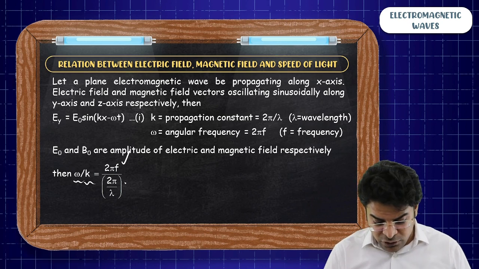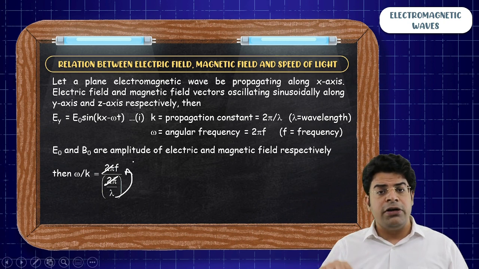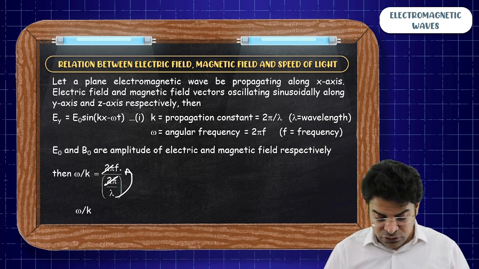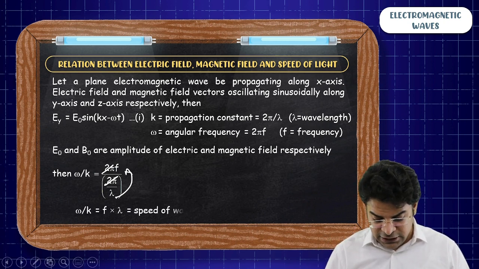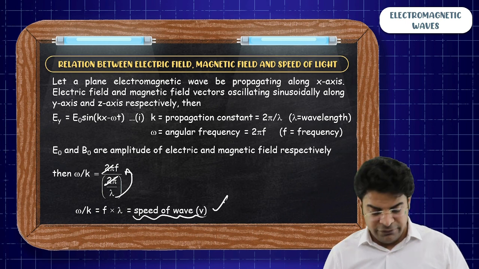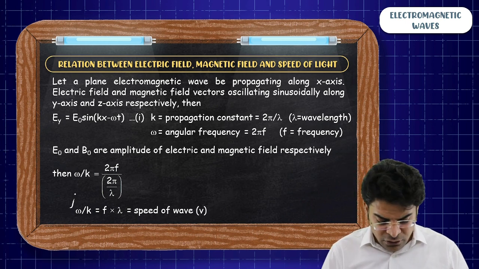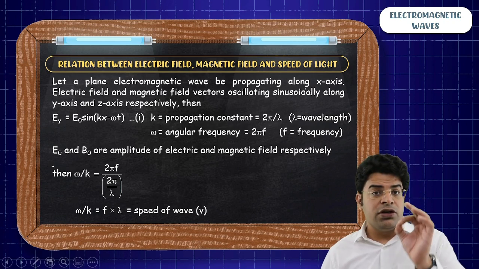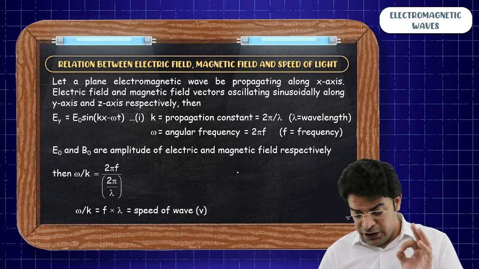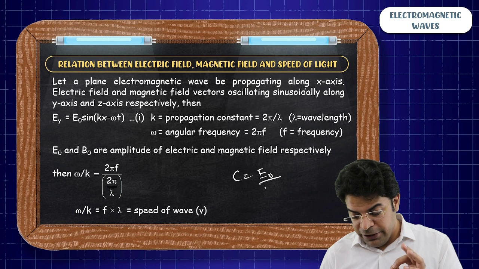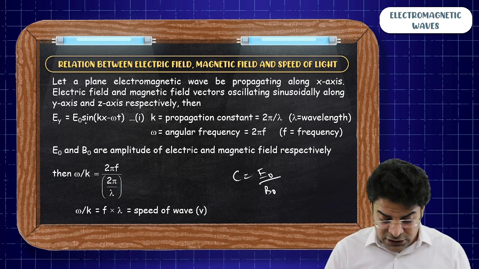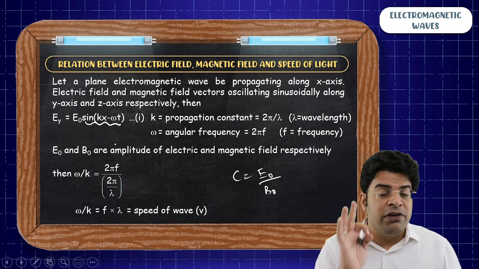In place of k, you can write 2 pi by lambda. So the 2 pi get cancelled. The lambda moves from the denominator of the denominator to the numerator. So that becomes equal to f lambda, and f lambda is nothing but the speed of the wave. Now I know that you know most of this. The thing which I wanted to emphasize was that the speed of light is nothing but E naught by B naught. And second thing, the phase of electric field and magnetic field is the same.